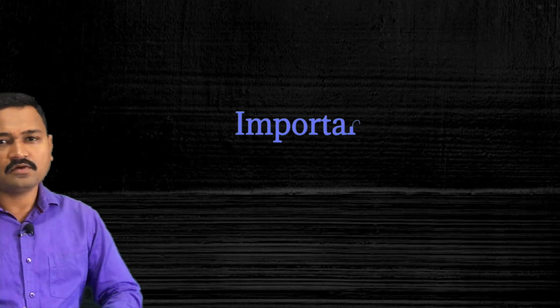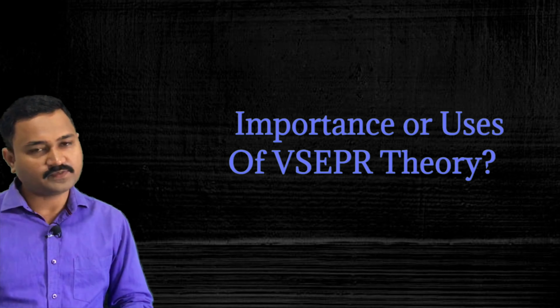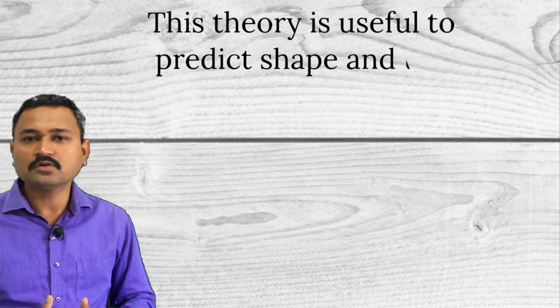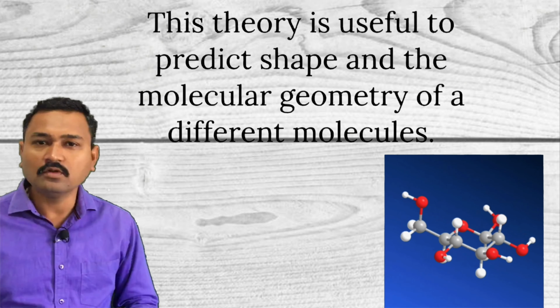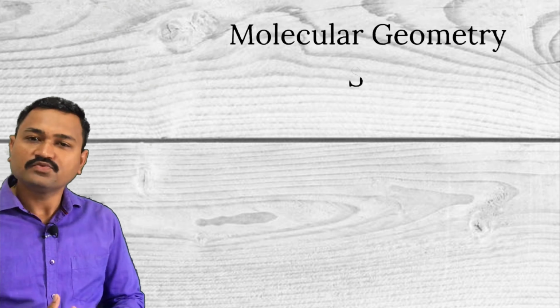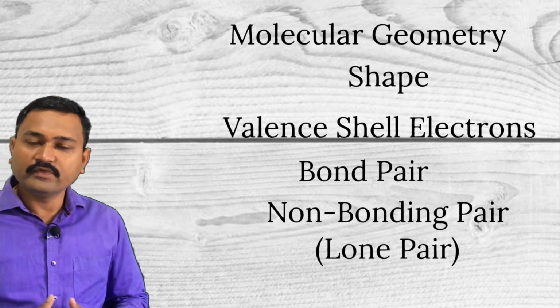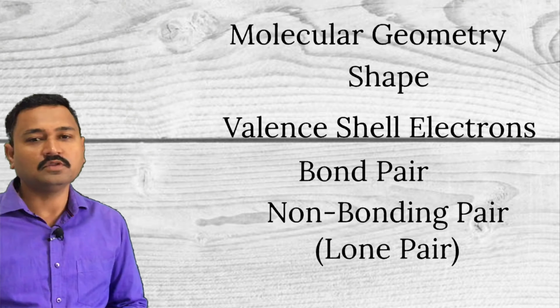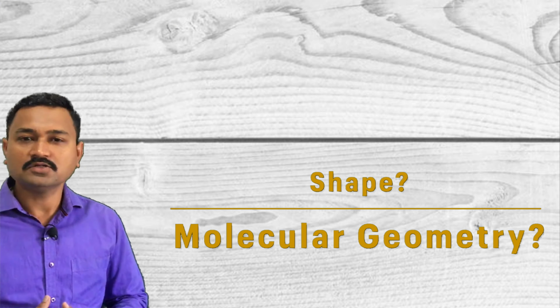Let us know what is the importance of this theory, or why we have to learn this VSEPR theory. We know that this theory is very useful to predict the shape and the molecular geometry of a molecule. Before directly switching to the VSEPR theory, we will know about a few basic terms which are very important to learn about the VSEPR theory. We must know the basic difference between the shape and the molecular geometry.